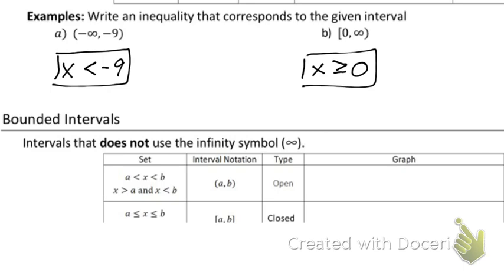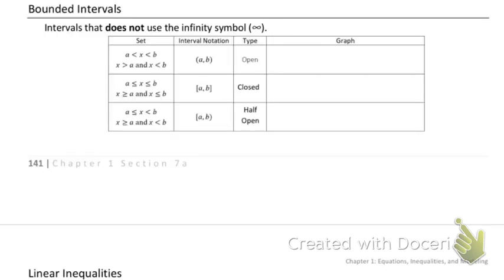All right, then let's get to bounded. Since unbounded is we use the infinity symbol, bounded is we don't use the infinity symbol. We have bounds on the left-hand side and the right-hand side. That's why it's called bounded. I have a left start point and I have a right end point. So we have 3 examples there.